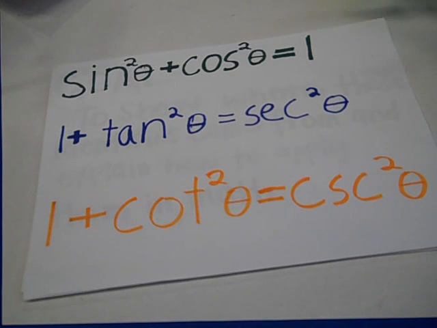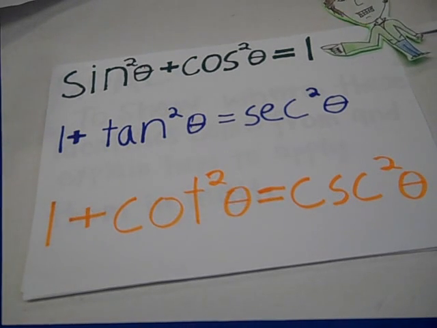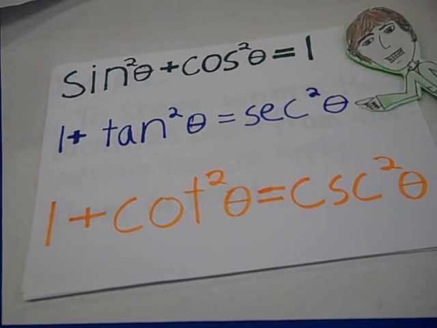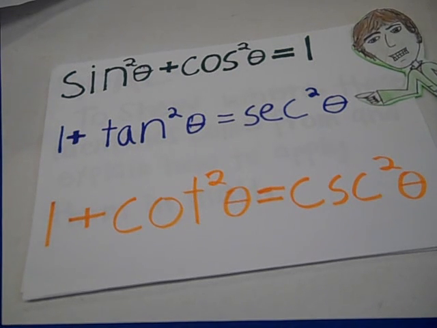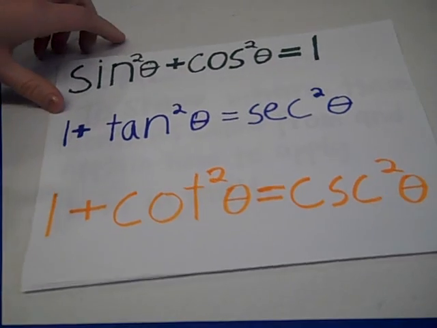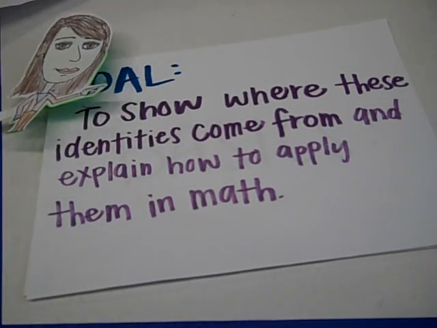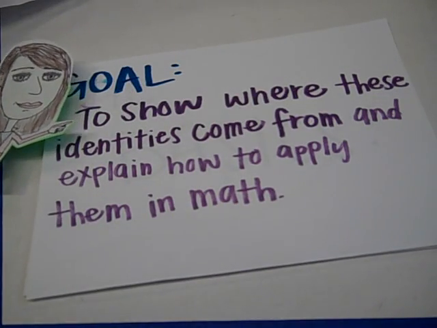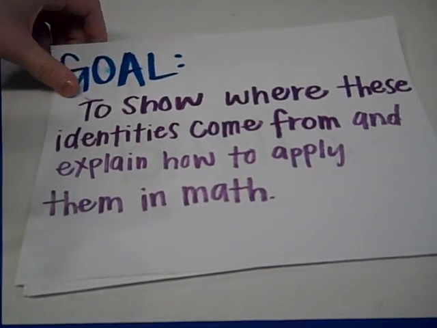The identities are sine squared theta plus cosine squared theta equals 1, 1 plus tan squared theta equals secant squared theta, and 1 plus cotangent squared theta equals cosecant squared theta. Our goal is to show where these identities came from and explain how to apply them in math.